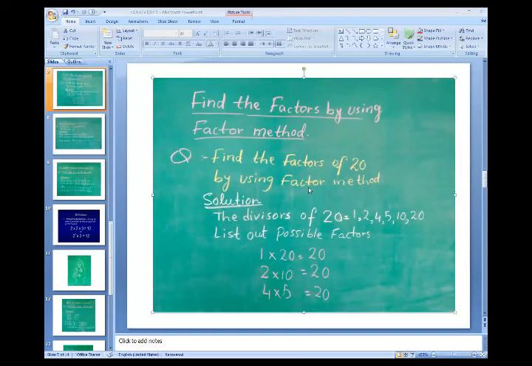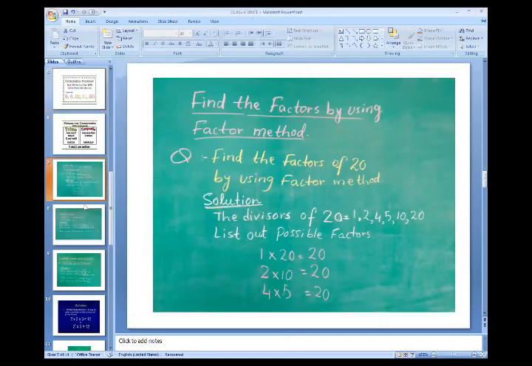Here you can see the number 20. Firstly we pick out the divisors of 20, then we find the possible factors of this number. This method is called the factor method. Hope you all understand all the topics we learned in this lecture.